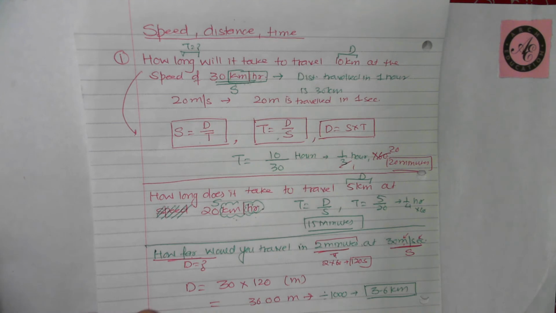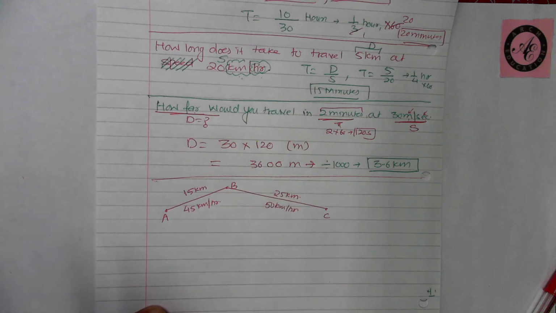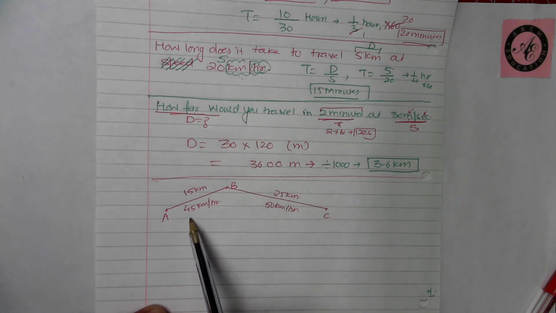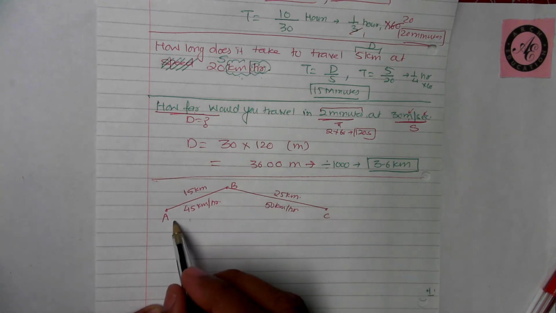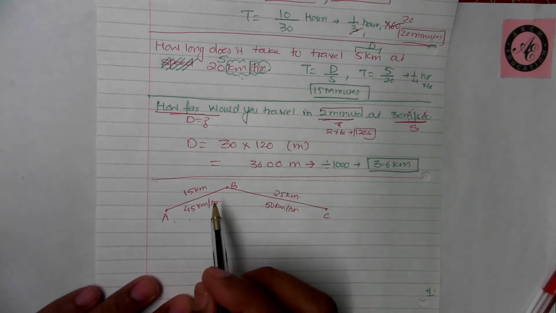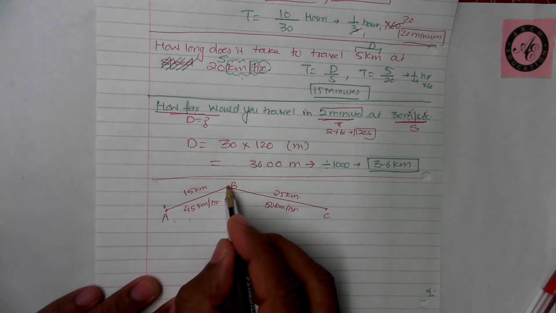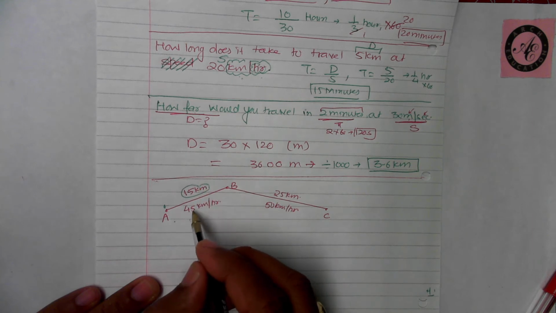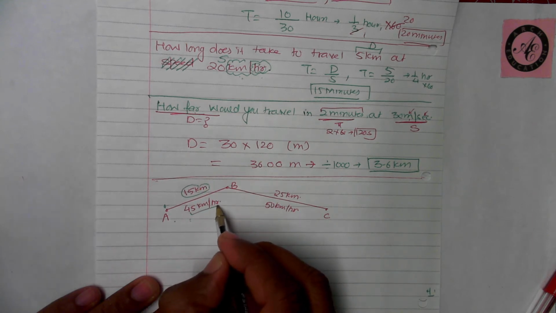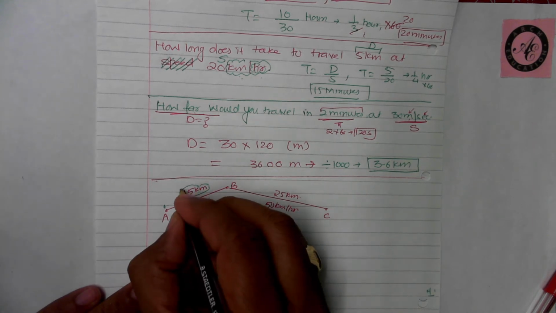Okay, we do another set of questions now. A really important concept in time, distance and speed is the average speed. I've shown a diagram for you. There are 2 parts of a journey. You start from A, you go to B, which is 15 kilometers apart, and you travel at the speed of 45 kilometers per hour. So that's the speed, that's the distance.